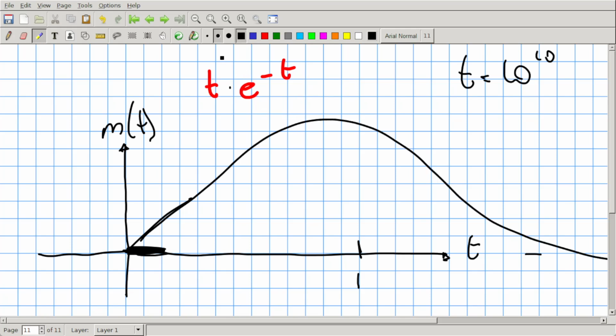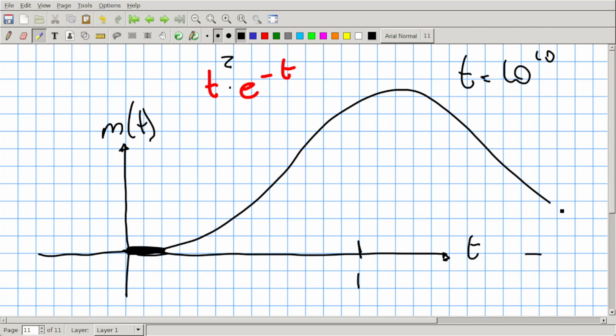And if I've got t square, how do I do? At the beginning, t square wins, and then E wins. Okay? See? Together?